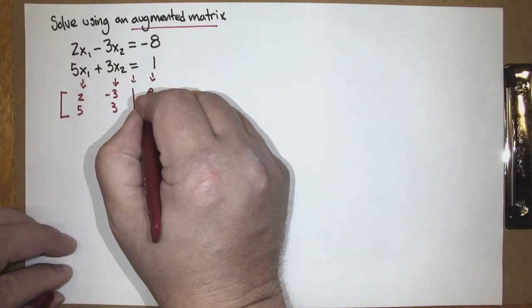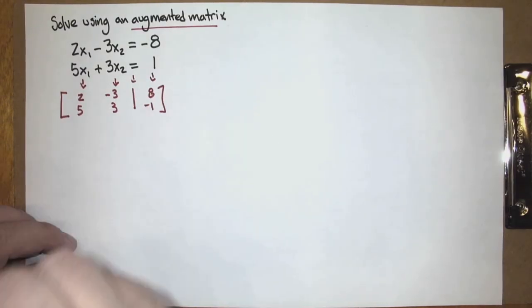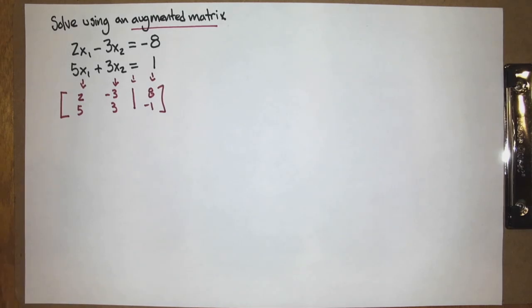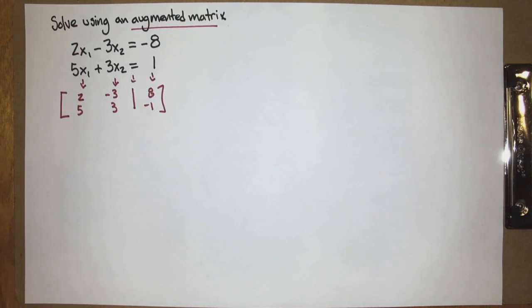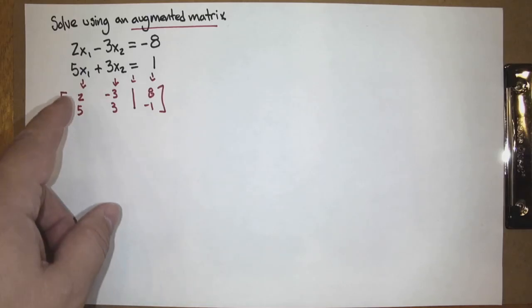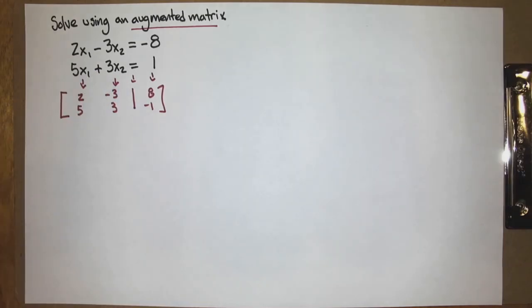Now, of course, if you're going to do this, make sure you have everything lined up. You want to make sure that everything in the column is associated with the same variable, right? So if they had 5x2 plus 3x1, we want to be careful. Well, hopefully no one's that sneaky to us, but we pay attention. All right, so that's what an augmented matrix is.